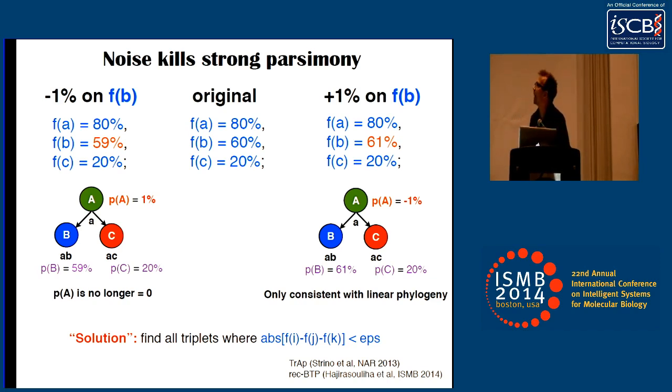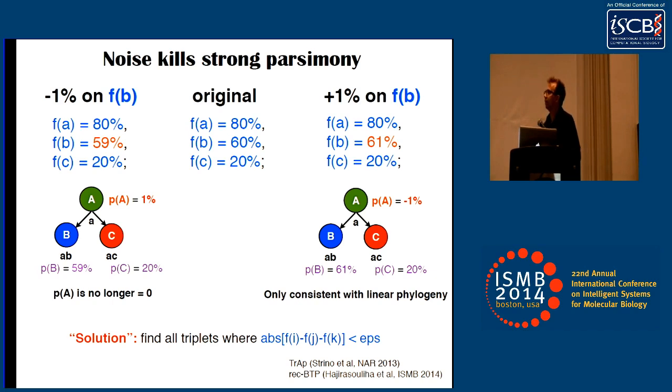Right, so if you get the frequency of B wrong by one, well now B plus C is greater than A and it's only consistent with linear phylogeny. If you let it go down by one, then B plus C minus A is equal to one. So you no longer have this special status of this population having disappeared from the tumor sample. So the parsimony no longer holds, you have no way of choosing between the two.